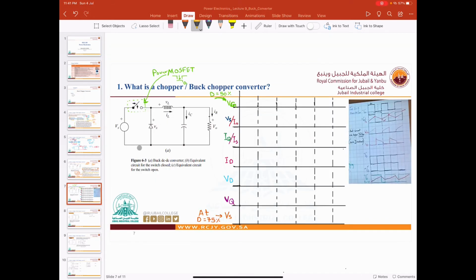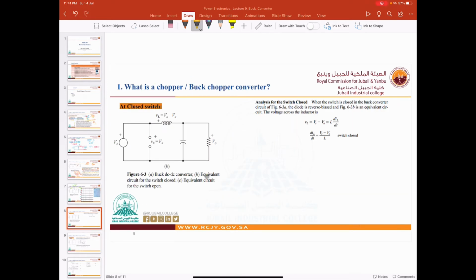Now in case of the switch closed, if the switch is closed here, then this is like a wire, right? Now what will happen? This is the equivalent circuit for the switch closed. Now this is the switch here. Let me draw it here. Now here we have the diode, but he put it like an open circuit. Why is that? Think about it a little bit. Why did he put the diode here as an open circuit?